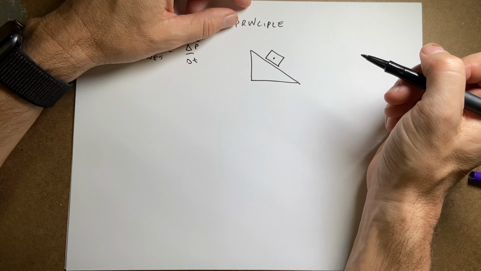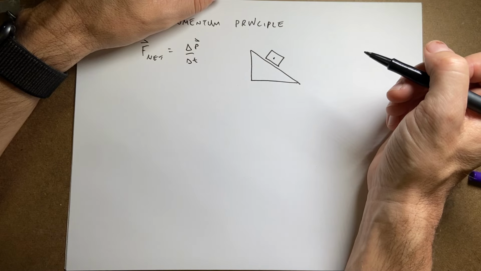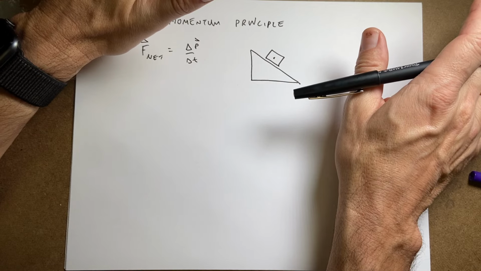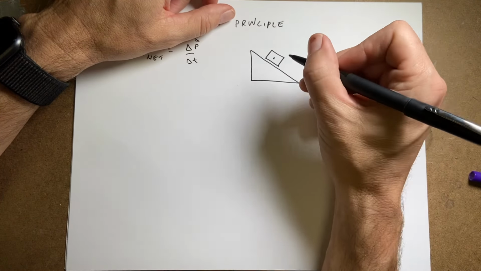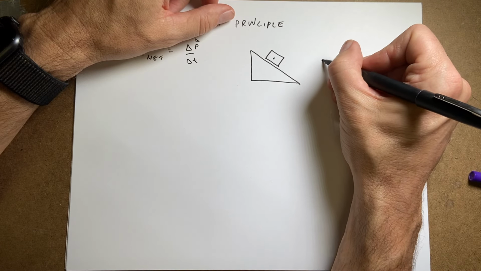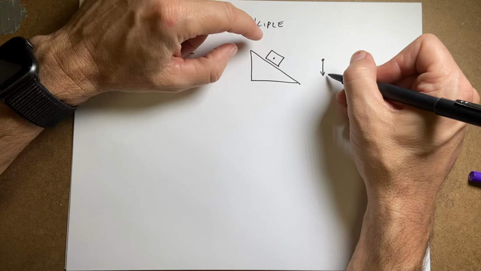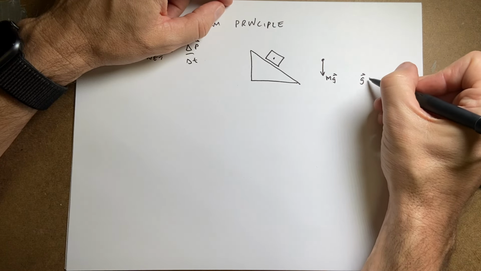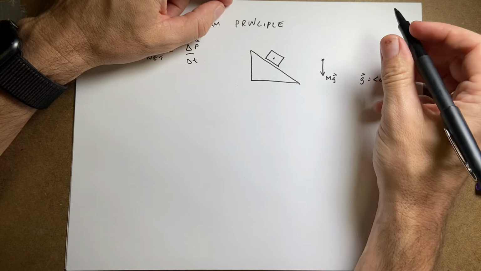You can break this into two types of forces: long-range forces and contact forces. Long-range forces are forces that act on this block and they don't have to touch, and contact forces are things that touch. In this case, there's only one long-range force. A lot of times we'll draw a dot and then draw all the forces as vectors acting on it. So the gravitational force is pulling straight down, mg, where g equals the vector <0, -9.8, 0>.